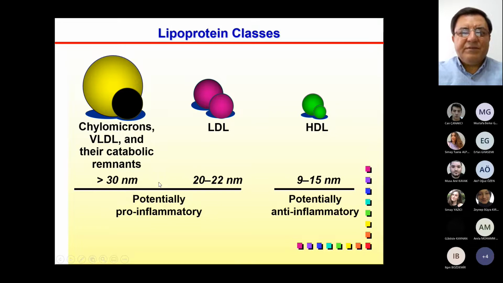For the lipoprotein classes, the chylomicrons and VLDL, their shapes are affecting these atherosclerotic progressions. The chylomicrons, VLDL and their catabolism residues, and LDL are potential lipoproteins predisposing to this inflammation, and they are known as atherosclerotic factors. But HDL has the opposite feature: it is potentially anti-inflammatory and anti-atherosclerotic.